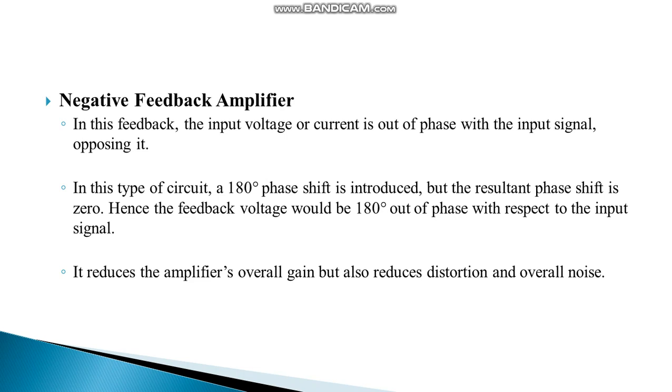Next one is negative feedback. In this feedback, the input voltage or current is out of phase with the input signal, opposing it. In this type of circuit, a 180 degree phase shift is introduced, but the resultant phase shift is 0. Hence, the feedback voltage would be 180 degree out of phase with respect to the input signal. It reduces the amplifier overall gain, and also reduces the distortion and overall noise.